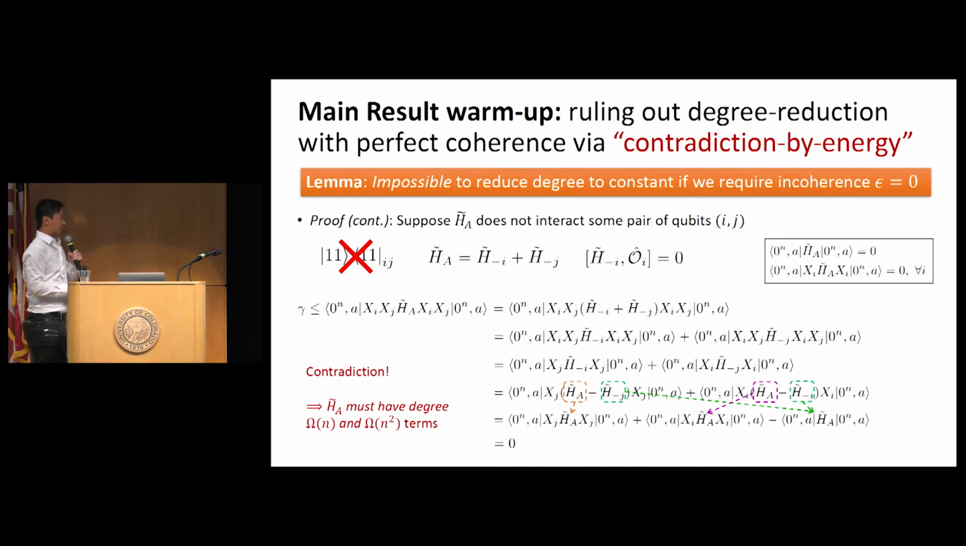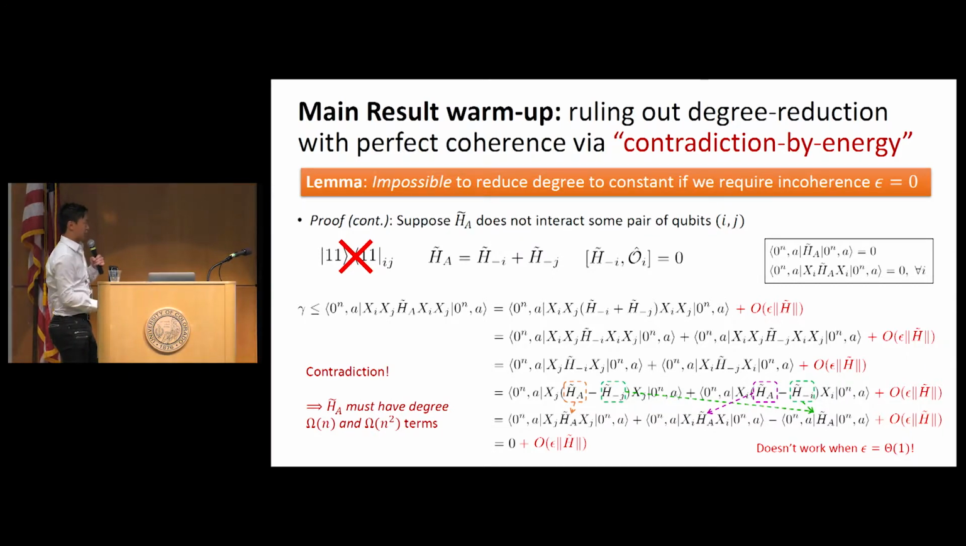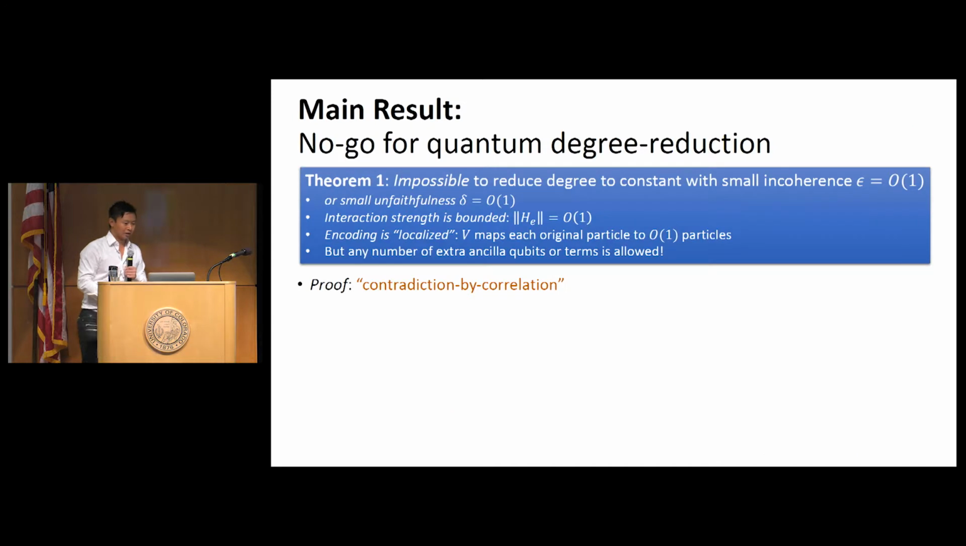Now, what happens if we allow epsilon to be positive? Well, we run into a little problem, because allowing epsilon to be positive will introduce these error terms on the order of epsilon times the norm of h tilde, and that can be very large if h tilde is polynomial and epsilon is constant. So it doesn't quite work. But we would like to prove the result where we allow a small and constant epsilon, and that requires some new innovation.